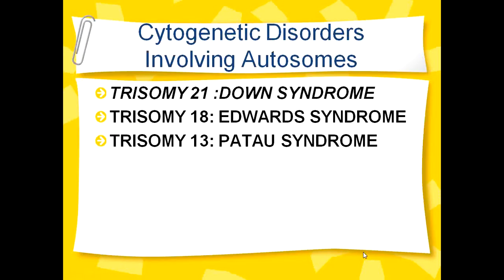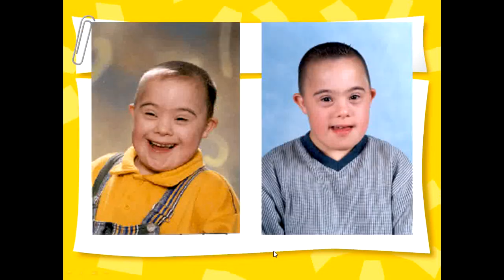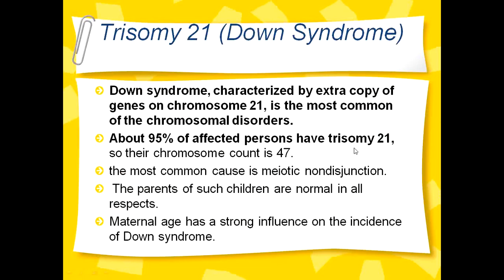Cytogenetic disorders involving autosomes. They are Down syndrome, Edwards and Patau. In Down syndrome, there is trisomy 21. You can see here 21st chromosome, there are three 21 chromosomes. There is the patient of Down syndrome with slanting eyes, low set ears and protruded tongue. Down syndrome, characterized by extra copy of genes on chromosome 21, is the most common disorder.